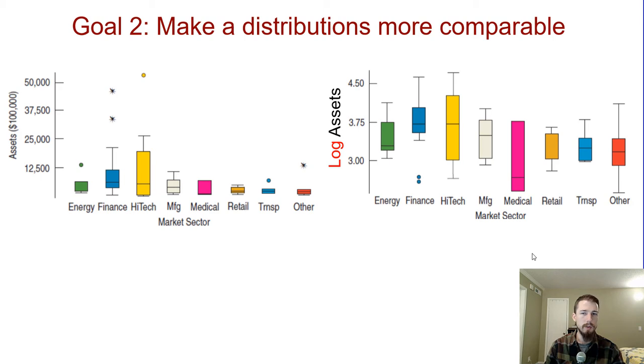So our second goal is to make distributions more comparable. If all of our data here is skewed to the right, so these are again the assets for different companies and different market sectors, and all of these distributions are going to be skewed to the right because there are going to be very large companies apparently in high tech and finance where our big outliers with the 4 billion were coming in. And so if we take the logarithm of all these distributions, you'll notice that now they're much easier for us to kind of zoom in and see the minute differences here.